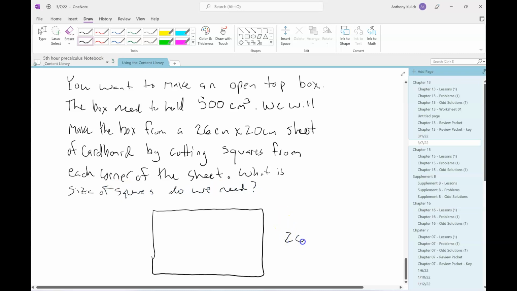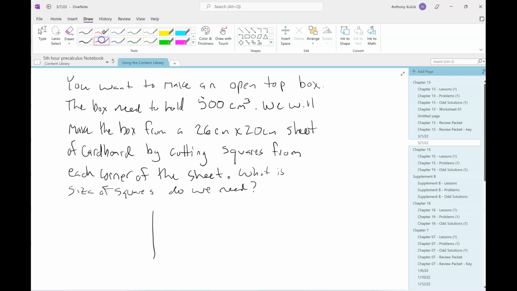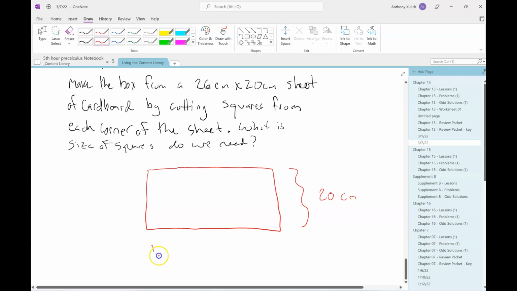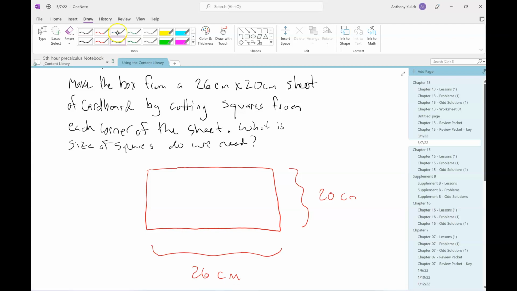All right, so let's draw a picture to kind of start, because, well, any of these problems that are kind of geometric, I think are often helpful to start by drawing a picture. So here's my sheet of cardboard. And it says I'm going to be like cutting a square out of each corner.